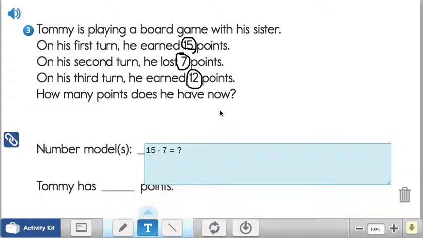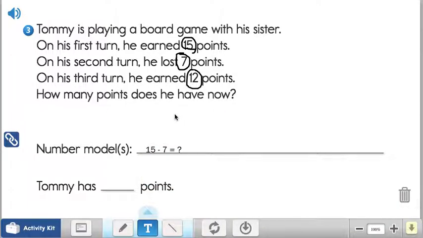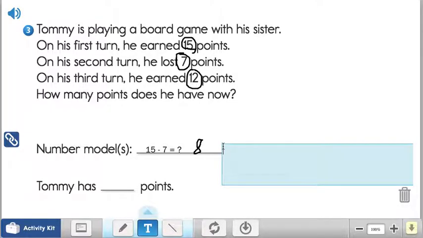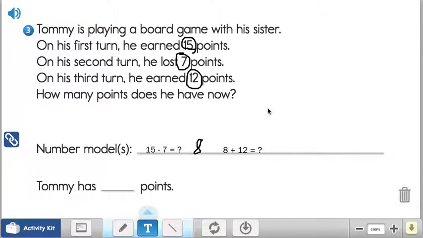So I'm trying to figure out in his first 2 turns, how many points does he have now? Well, he lost some, so that means he's got 8 points right now. Then it says, on his third turn, he earned 12 points. How many points does he have now? Well, he had 8. On his third turn, he got 12 more. And that equals my question mark, my unknown. So my second step is going to be 8 plus 12, which is 20 points. So here we're taking 2 steps to solve these problems.